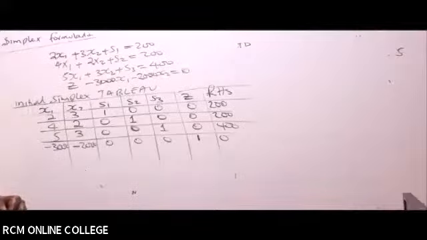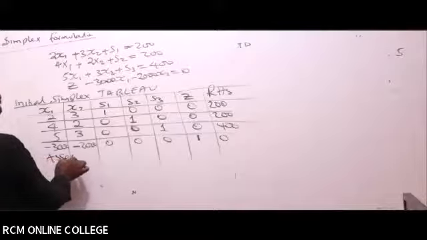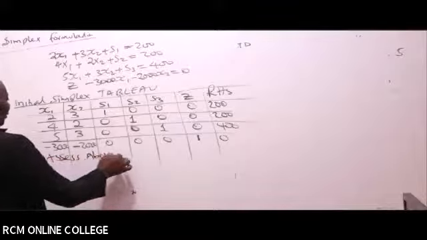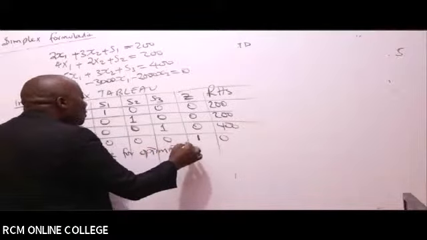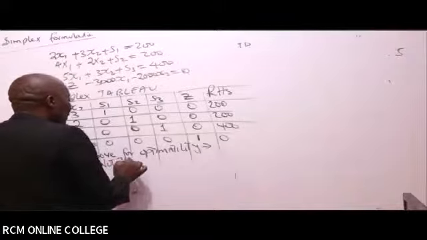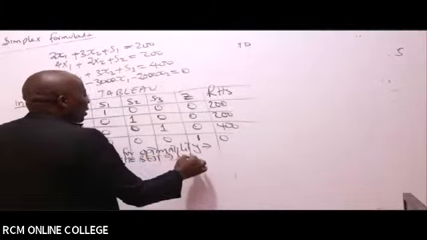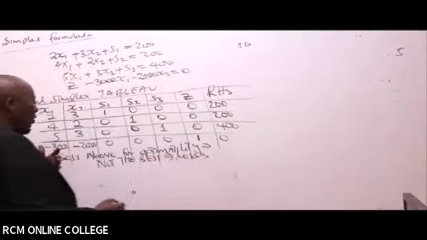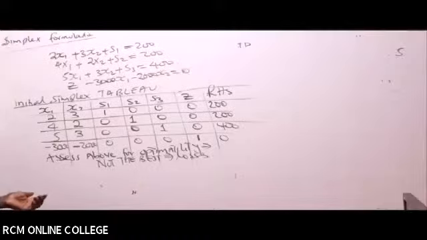Yeah, we assess this for optimality. Assess the above for optimality. This cannot be the best table simply because we have losses. We have negatives. How can it be the best if I can see losses? So the above table is not optimal. It's not the best, so go ahead and make another table.